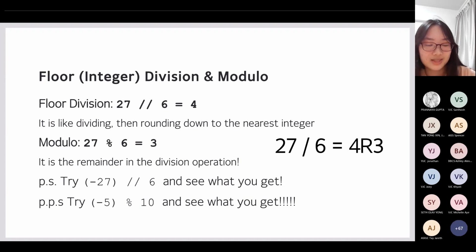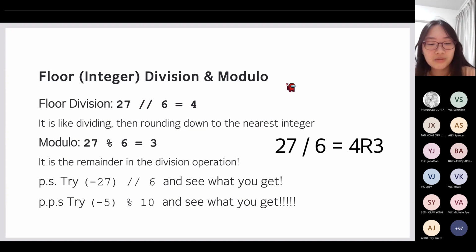We also have some other interesting operators like floor, which is integer division, and modulus. For floor division, you divide it, and then you round down your result to the nearest integer. So you don't round up, you always round down. So if it's like 4.7, floor division will make it become 4. So as you can see, 27 double divide by 6 equals 4.